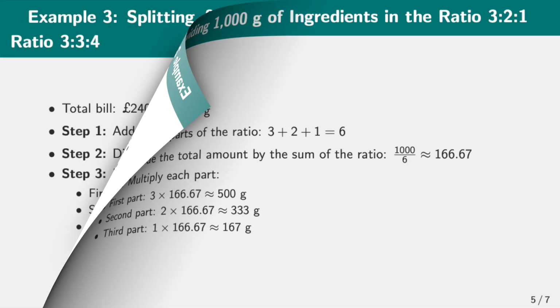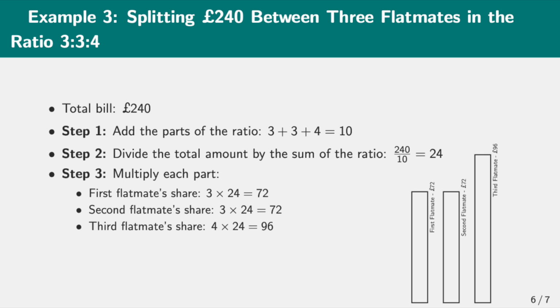Finally, here's one more scenario. We're splitting a bill of £240 between 3 flatmates in the ratio 3:3:4. Again, start by adding the ratio parts, 3 plus 3 plus 4, which is 10. Divide the total amount by 10, so £240 divided by 10 equals £24 per part.